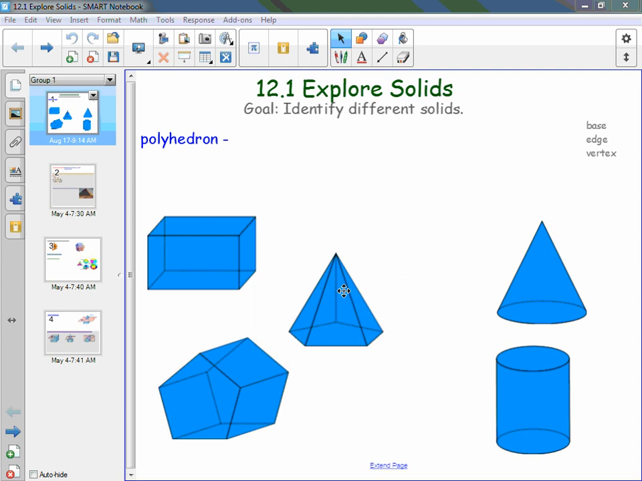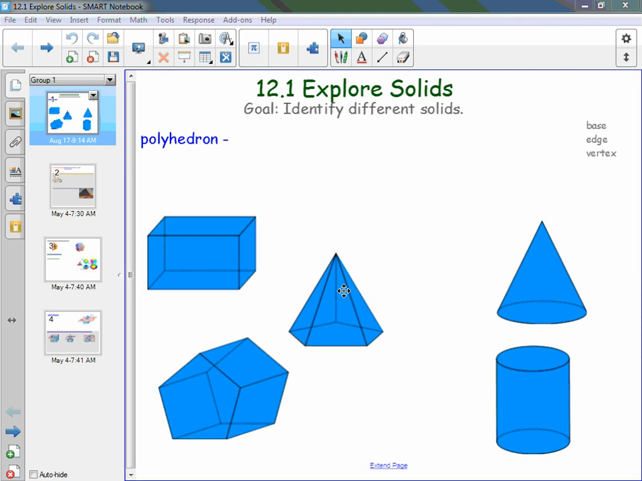Alrighty, we are starting our last chapter of geometry. Chapter 12 is all on three-dimensional figures. Our first section, 12.1, explore solids. So we're going to identify different solids. We're going to start with identifying what is a polyhedron.